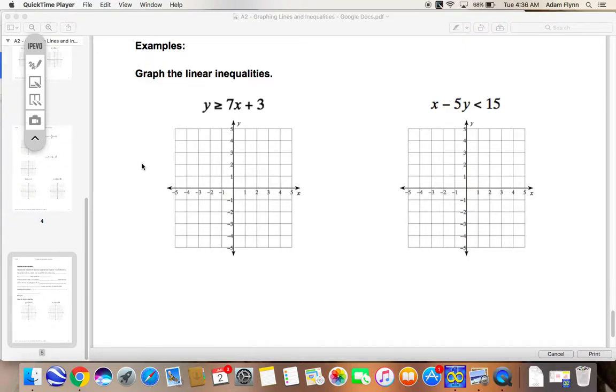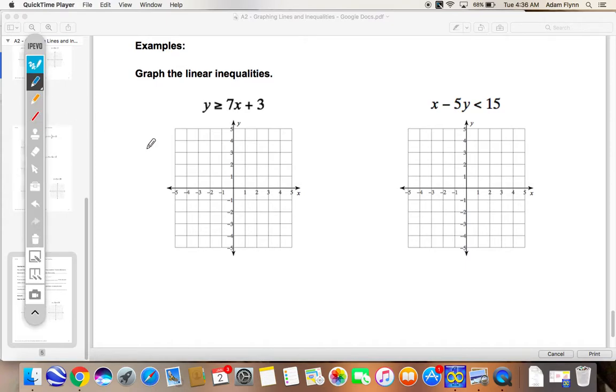This is the A2 graphing linear inequalities example video. It's very brief because graphing linear inequalities, as I just went over in the last video, follows the same process as graphing linear equations.